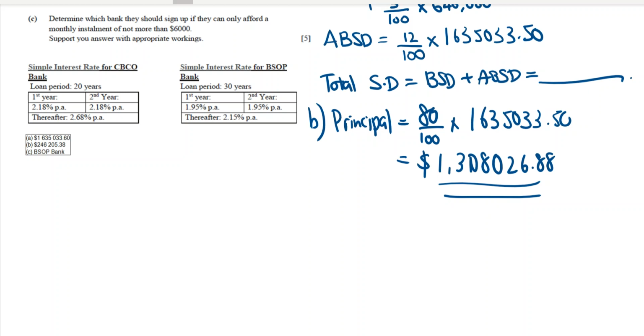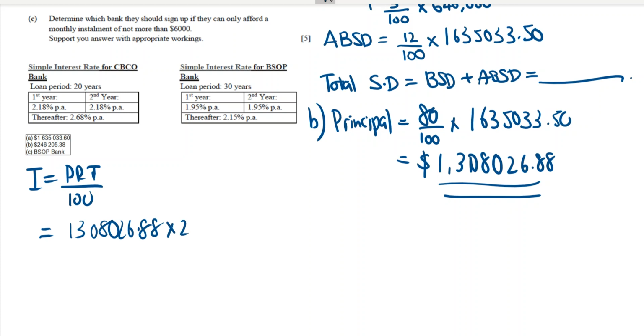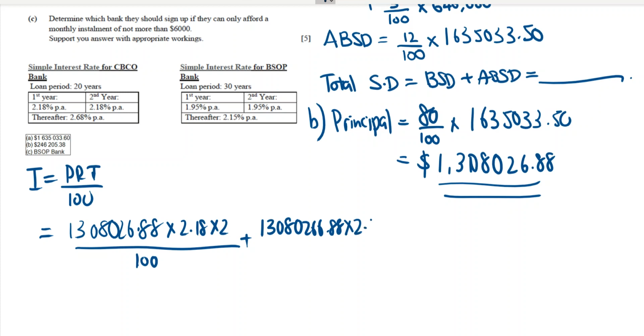Okay, so for this bank CBCO, since it's simple interest, the formula for simple interest is I equals PRT over 100. Be careful, remember. So the total interest is 1308026.88 times 2.18, for how many years? For 2 years, over 100. Then plus, this is for bank A first, the same thing, the principal 13266.88 times 2.68, for how long? For 18 years, over 100.